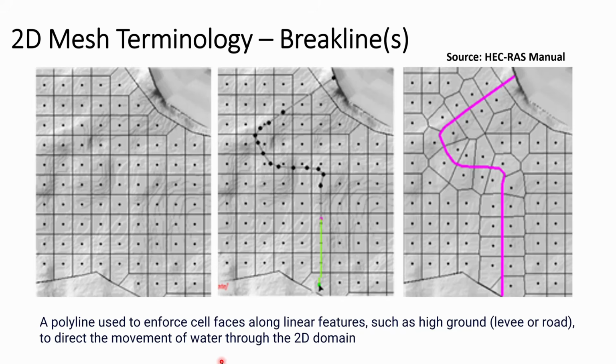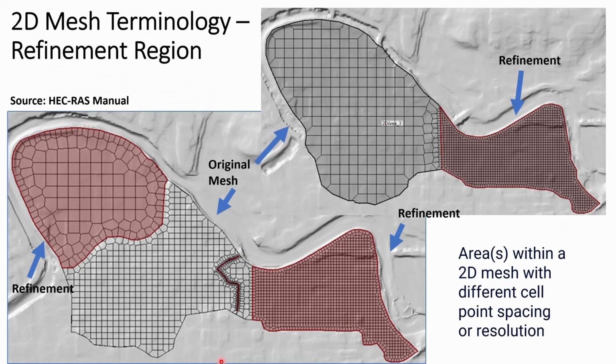define our mesh. Similar to breaklines, there are also refinement regions, and as the name suggests, what we do by defining a refinement region is to have a different mesh resolution for that refined area. So on the top right, we have a mesh, and this is our regular mesh, and on the right, we have a refinement region, and for this refinement region, you can see the mesh is very fine.